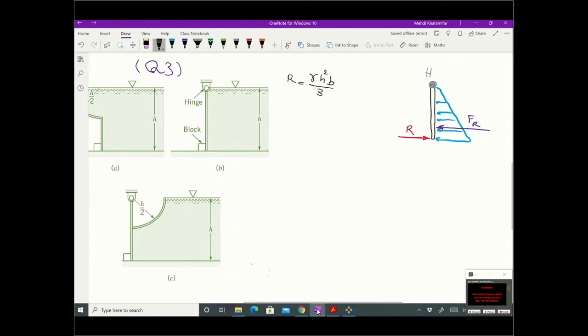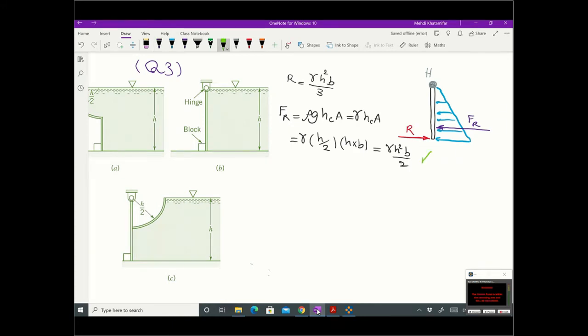So the magnitude of resultant force is rho g hc area, or gamma hc area. So gamma hc is going to be h divided by 2. Area is h times b. So we found the magnitude of Fr: gamma h square b divided by 2. Done.